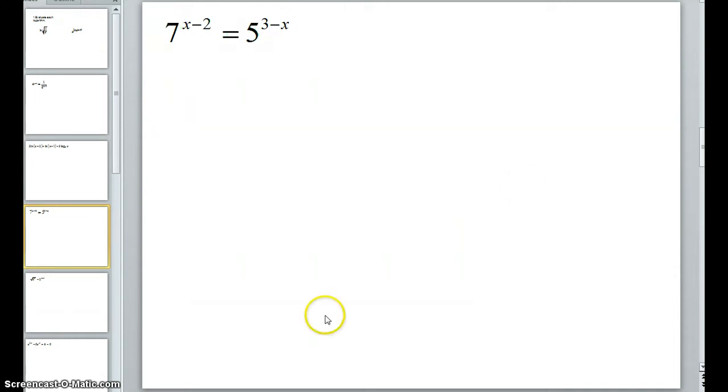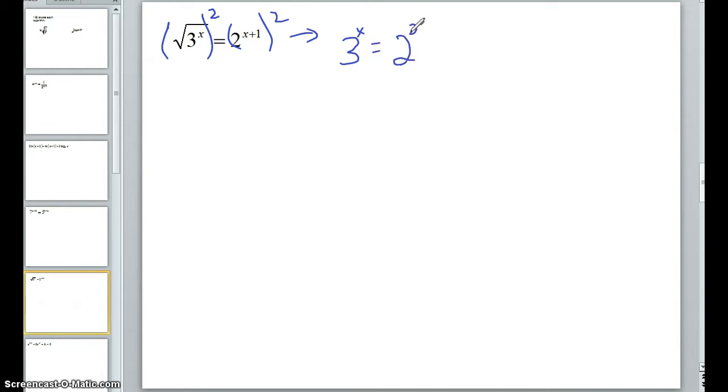Continuing on. Let's look at the next one. Okay, again, I think the easiest thing to do is get rid of the square root by squaring both sides. So this turns the problem into 3 to the x equals 2 to the 2x plus 2. I got 2x plus 2 here because I multiplied in there.